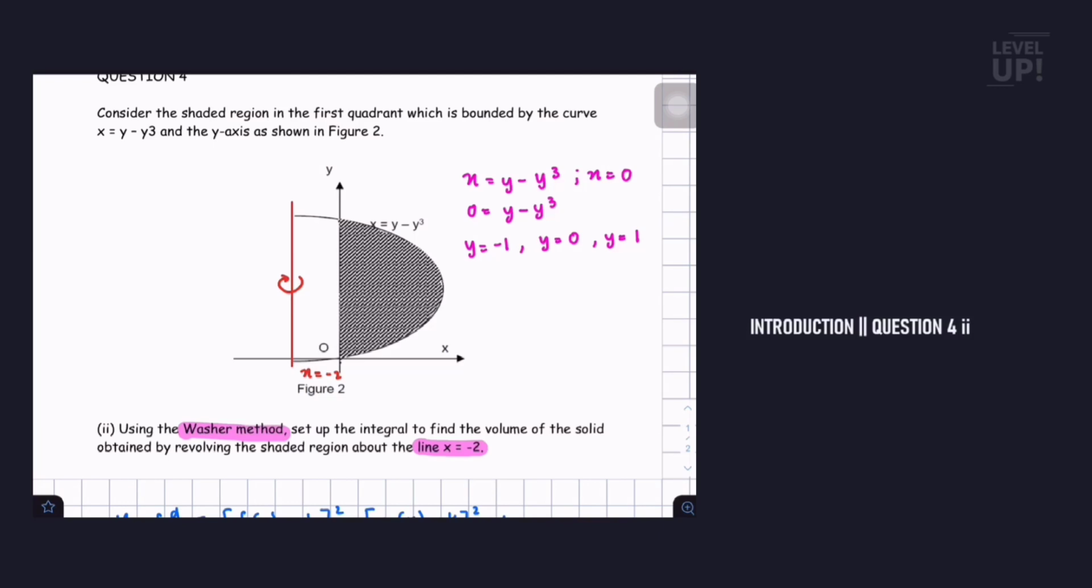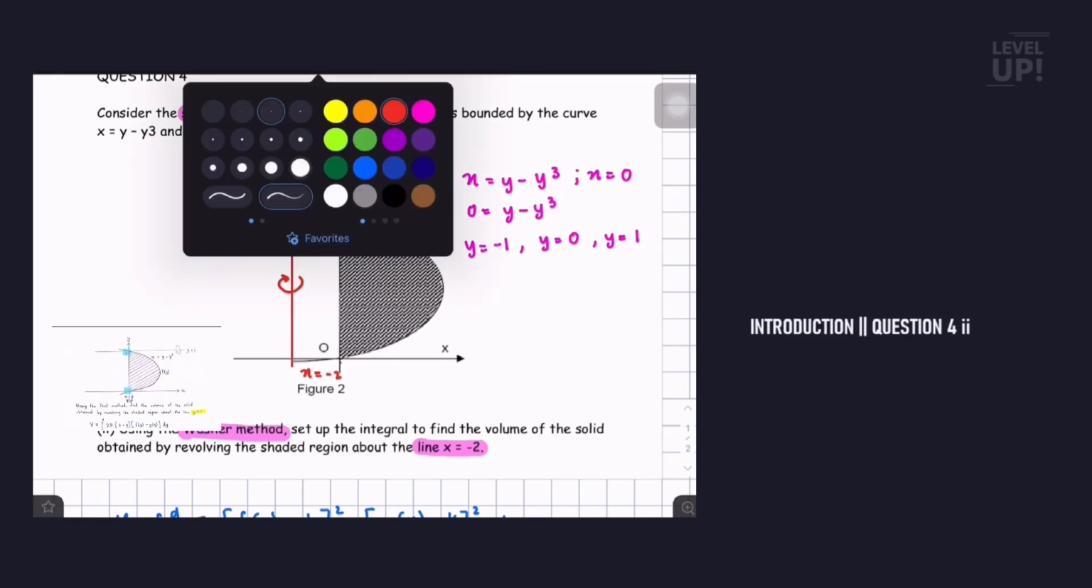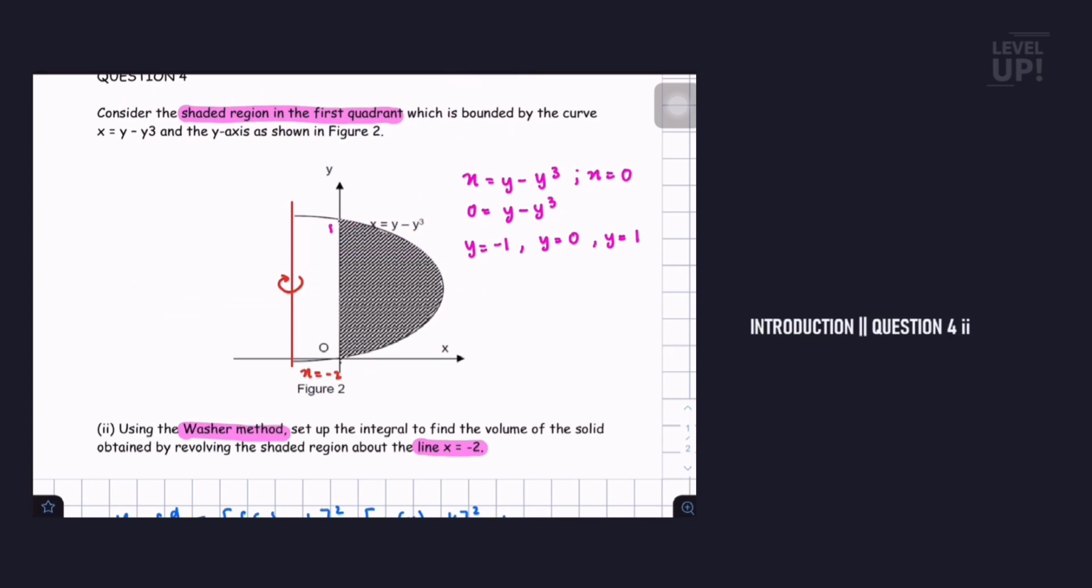So we don't have the boundaries yet. As you can see here, we don't have the boundaries here. So we need to find the boundaries. We need to substitute x equals 0 in this function, and then we will get the values of y, which are y equals -1, y equals 0, and y equals 1. And right here we can see that it says the shaded region is in the first quadrant. So we will exclude the -1. So we will write here.